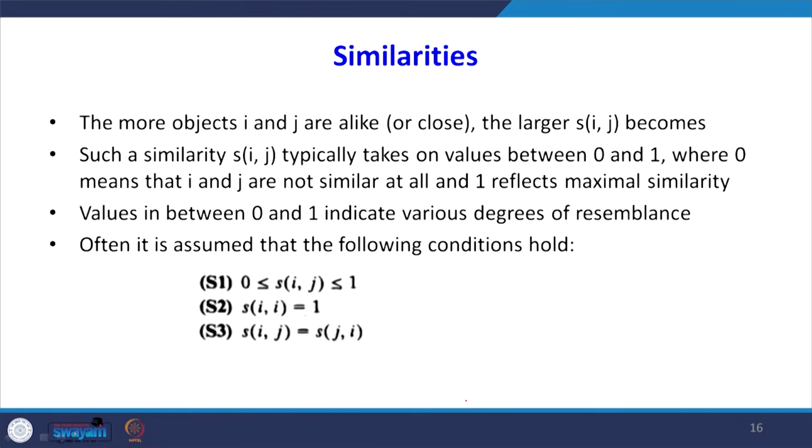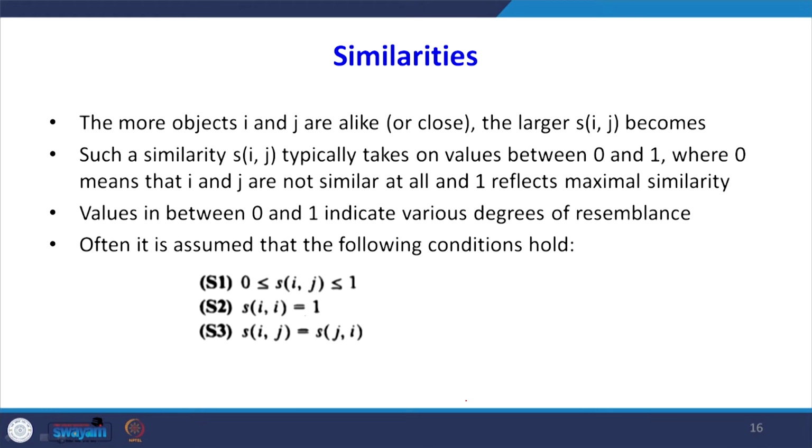So, now we enter into another concept called similarities. Previously we were explaining dissimilarity, now we are going to study similarities. The more alike objects i and j are, the larger the similarity S of i comma j becomes. Such a similarity S of i comma j typically takes on values between 0 and 1, where 0 means that i and j are not similar at all and 1 reflects maximum similarity. Values between 0 and 1 indicate various degrees of resemblance.